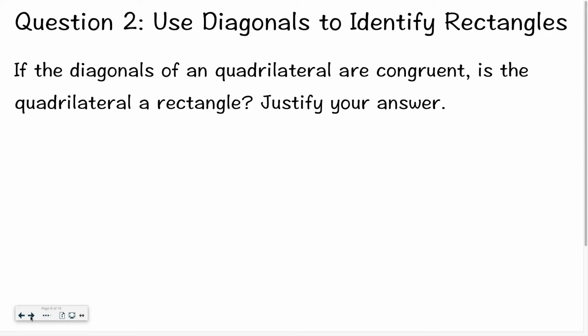So go ahead and try question number 2. If the diagonals of a quadrilateral are congruent, is the quadrilateral a rectangle? Justify your answer. Good luck.